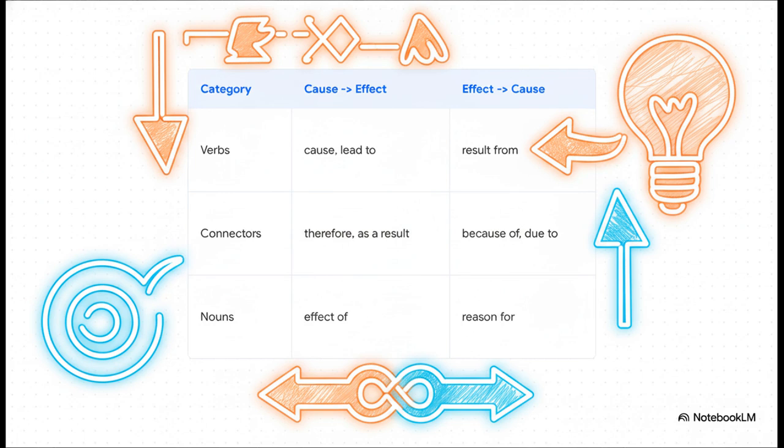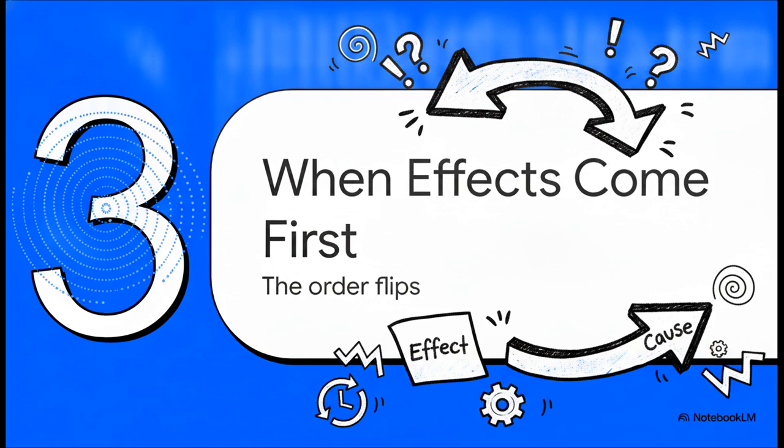And the exact same thing goes for connectors, right? Therefore propels you forward to an effect, while due to pulls you right back to a cause. Once you get a feel for these categories, these little words will start jumping off the page at you like glowing neon signs. Which brings us to Section 3, when effects come first.